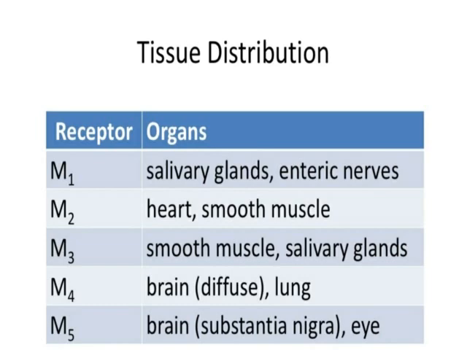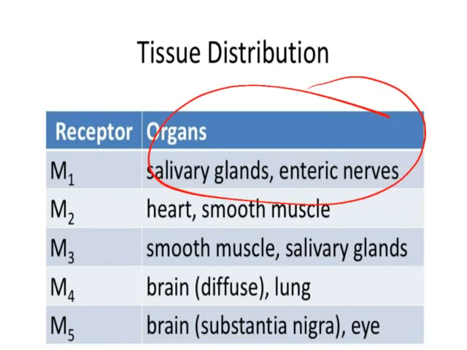The M1 receptor is present in the salivary glands and enteric nerves. Then the M2 receptor is present in the heart. So the B1 receptor and M2 receptor are present in the heart cell or the cardiac cell. The B2 receptor is present in the bronchi. So the drugs which are associated with the B2 receptor are given as bronchodilators in case of asthma.